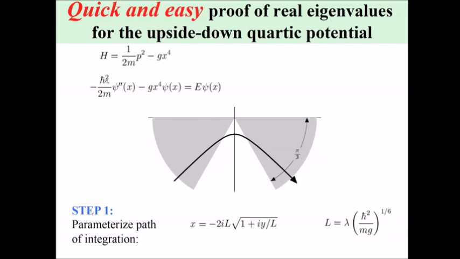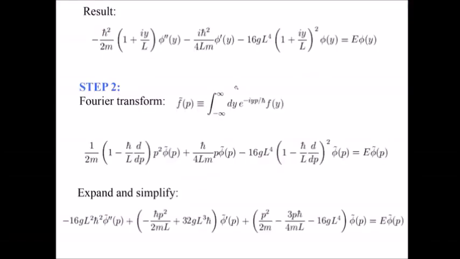So instead of writing the Schrodinger equation in terms of x, I'm going to write it in terms of y, and it's a mess. It's kind of complicated, okay? But don't worry about that, because that's just algebra, okay? Now I'm going to take this equation, and I'm going to take the Fourier transform. If I take the Fourier transform of this equation, I get this equation.